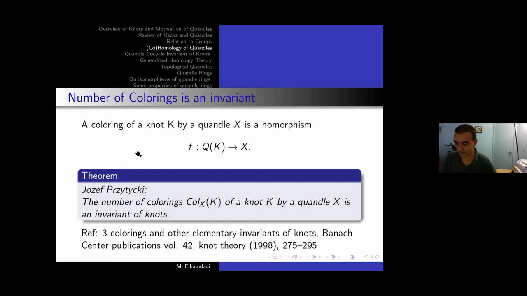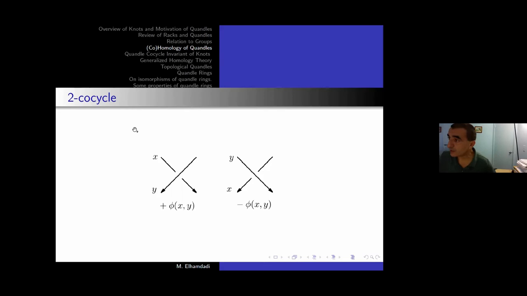Okay. We want to talk a little bit about homology of quandles, but I prefer to start from down and going up. Basically, talk about 2-cocycle, 3-cocycle, and then come up to the chain complex and give the formula.